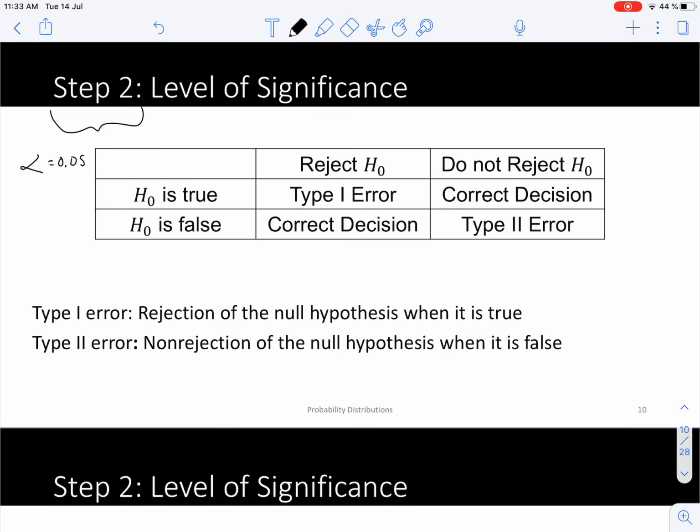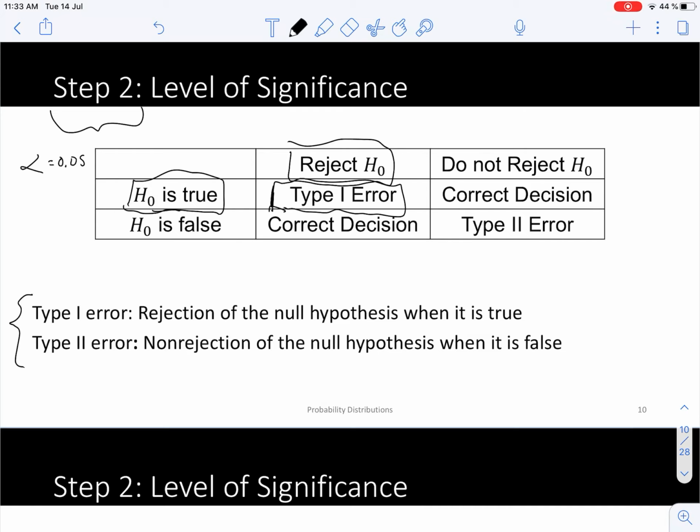Now, there are two errors that you need to be aware of. One is called the type 1 error. So when is it possible to get a type 1 error? Imagine that the null hypothesis is true, but you reject the null hypothesis. If that occurs, then you are incurring a type 1 error.